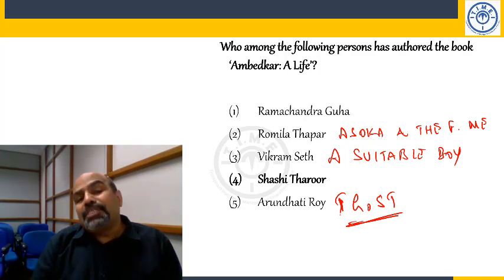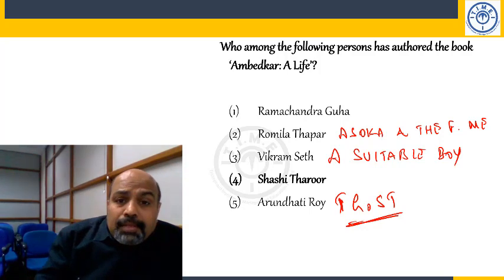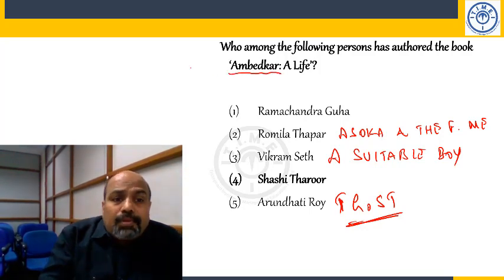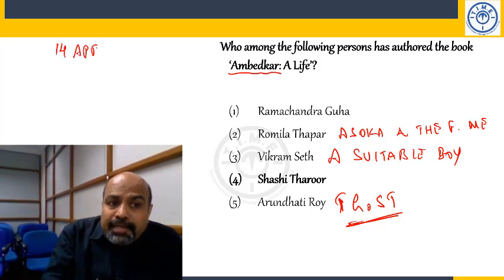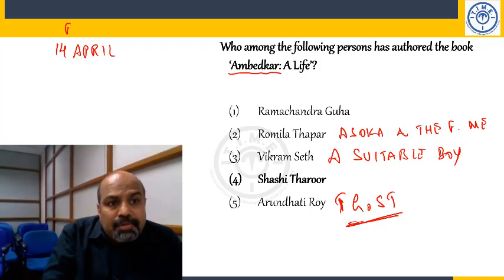As far as Baba Saheb is concerned, Baba Saheb, one of my favorite guys. I think he was born on 14th April, because we celebrate that day as Prem Divas. Prem Divas. Remember this.